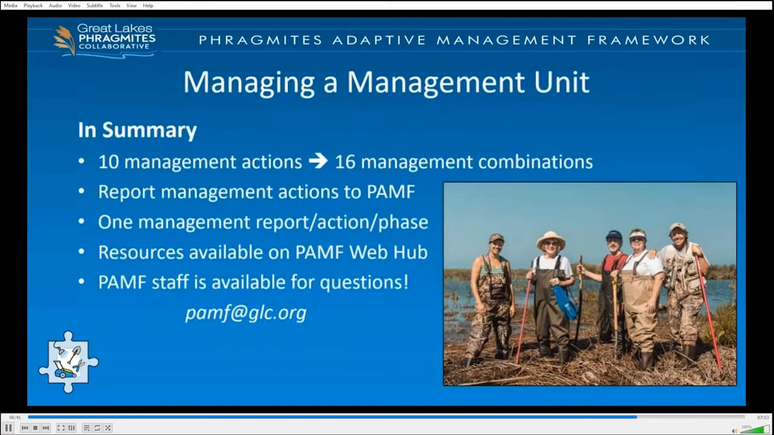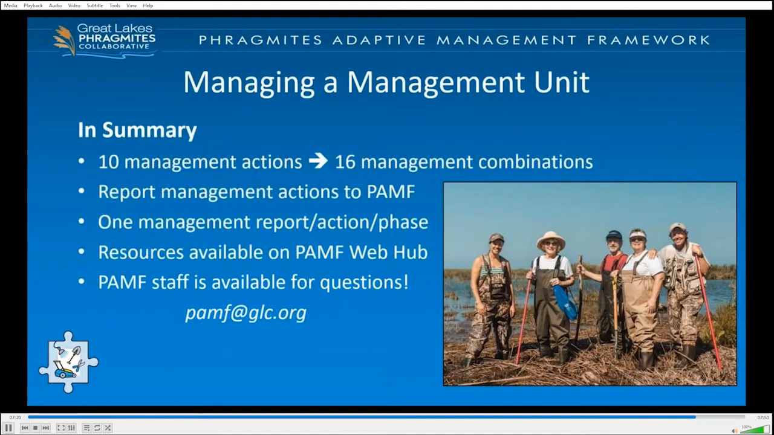There are 10 management actions included in PAMF. Each management action has multiple implementation techniques possible, and the decision of how to implement is left up to each participant to decide. The 10 management actions are grouped into 16 management combinations that PAMF's model is designed to learn from. Participants are responsible for submitting 1 management report for each management action they take, which is ideally just 1 per biological phase. If 2 different actions occur during 1 phase, for example, a glyphosate treatment followed by a natural flood event, each action requires a separate management report.